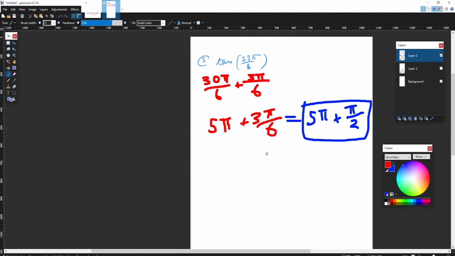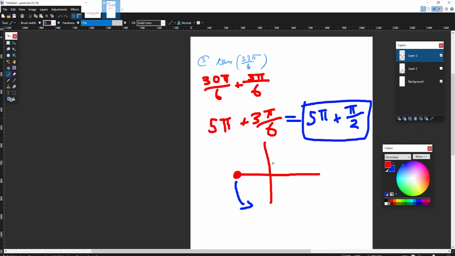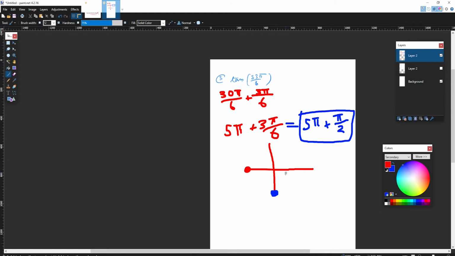Now if we go back to the circle like we did earlier, 5 pi, since it's an odd number of pi, will be right here. Remember, even numbers will be here, odd numbers will be here. It's odd, so it's right here. Now we're adding pi by 2, which is 90 degrees, in the counterclockwise direction. If this was a subtraction sign, it would be going the other way. But since it's a plus sign, we're going this way by 90 degrees, and we stop right on the dot right here.